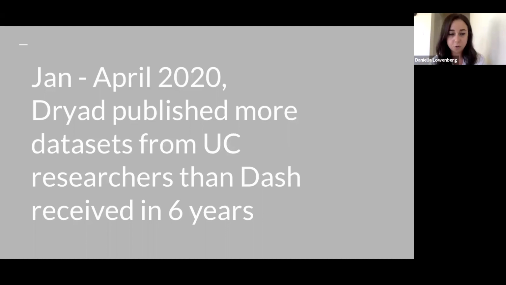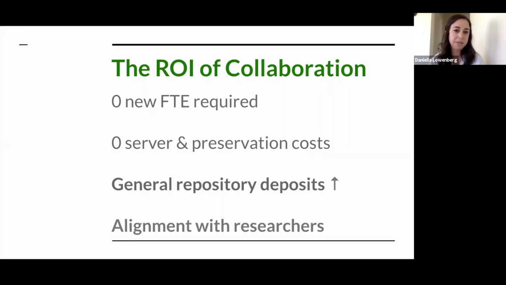In the first 4 months of 2020, we have already seen more data sets published from UC researchers than we had in DASH over the 6 years that DASH was really invested in. We've seen more than 600 deposits in 4 months, which means our alignment here is actually serving researchers better without increasing our resourcing. And that ROI is really that we don't have any new FTE required. We're not covering those storage costs. Of course, I am product manager for Dryad at UC, but we're not putting more effort into this. And what we're seeing in return is higher deposits and higher alignment with the research community.